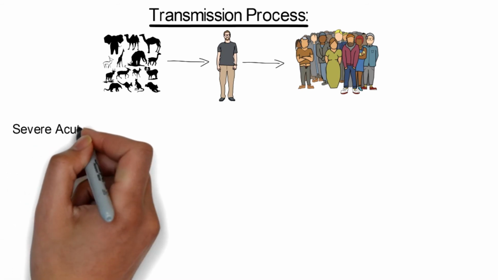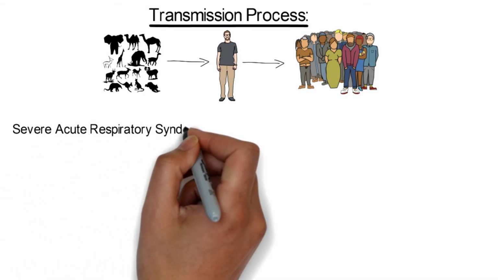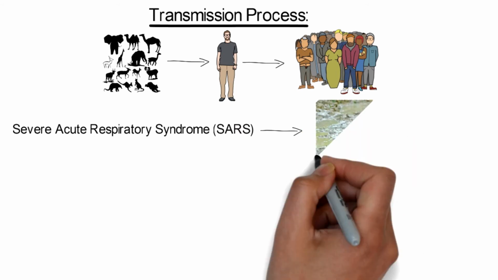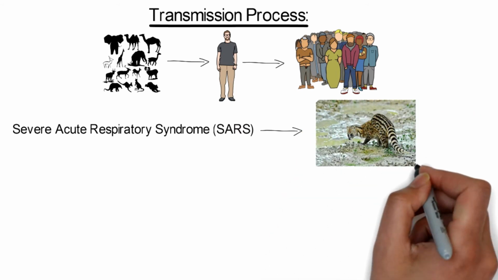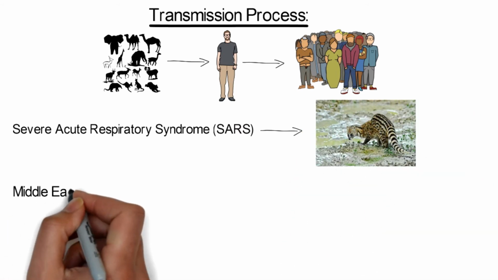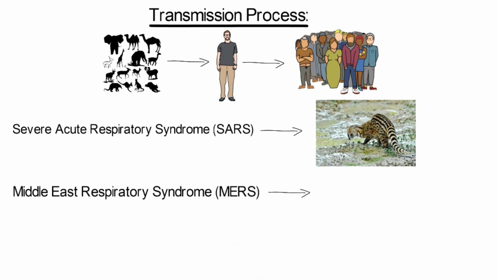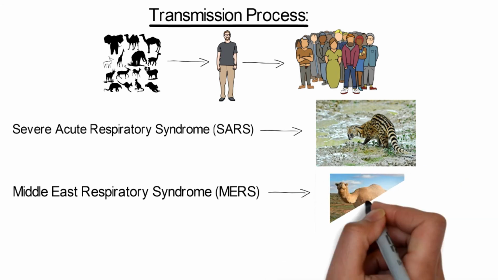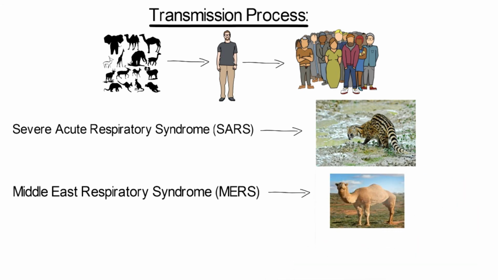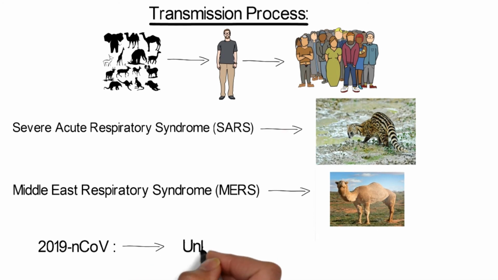Like severe acute respiratory syndrome was transmitted from civet cats to humans. It was first identified in China in 2008. Middle East respiratory syndrome was transmitted from dromedary camels to humans. It was first identified in Saudi Arabia in 2012. The animal source of the 2019 novel coronavirus has not yet been identified. It's likely that an animal source from a live animal market in China was responsible for some of the first reported human infections.